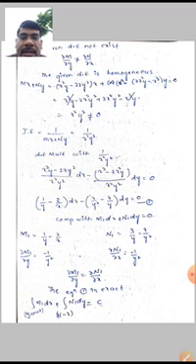Next we have to find Mx + Ny. Here Mx + Ny is (x²y − 2xy²)x + (−x³ + 3x²y)y, which we simplify to get x²y² is not equal to 0. The integrating factor is 1 by (Mx + Ny), which is equal to 1 by x²y². We multiply the equation by 1 by x²y².